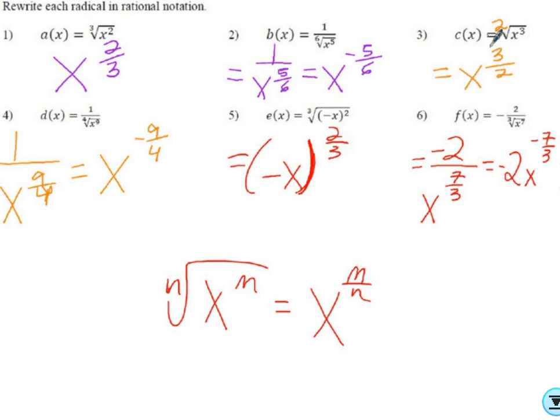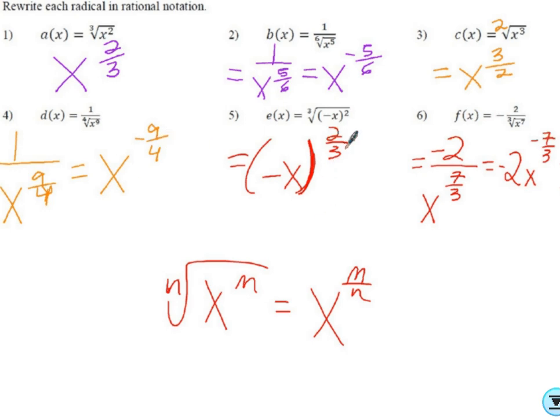For the next one, if there is no root here, that means it's a 2. So this is the square root of x to the third, so that is x to the 3/2. Number 4, similar to number 2, if you just want to put it in rational notation, 1 over x to the 9/4 is fine. But if they do ask you to turn it into a power function, that would be x to the negative 9/4.